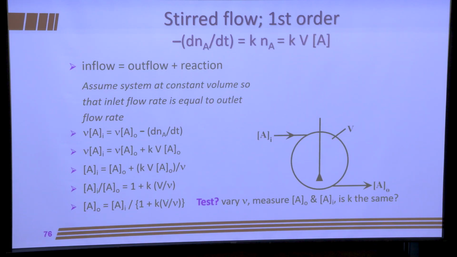And of course, V over nu is equal to tau. So actually, the concentration of A at the outlet is equal to the concentration of A at the inlet divided by 1 plus k tau. How do we test that this works well? What you do is you vary the volume flow rate, you measure the concentration of A at the outlet and that at the inlet, and determine, is k the same?